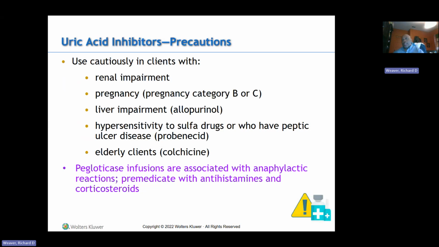Right. Now, just as a side note, the anaphylactic reaction to this drug, pegloticase infusion, occurs because this drug is actually a biologic agent. And because it's biologic, it's more natural because cells were involved when producing this drug. Because of that, it can trigger an immune response. So that allergic reaction.